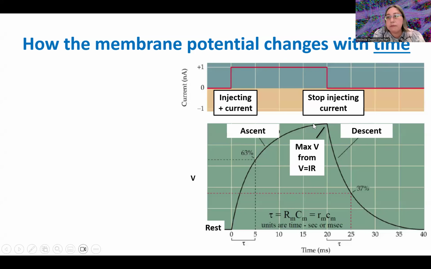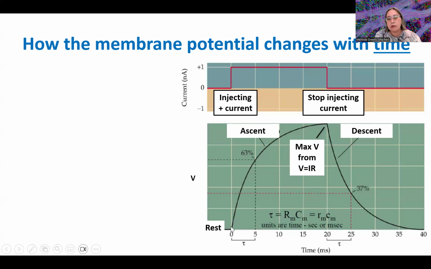But it won't go up forever. It will go up until you reach the maximum voltage given from V equals IR. So even if you inject for minutes and minutes and minutes, which is an eternity for a cell, you will never get above that V from V equals IR. And by the way, that V from V equals IR is not an absolute value. It's not going to be like, oh, rest was negative 65 millivolts and this V is going to be negative 30 millivolts. No, that V is always the change from rest, the distance from rest, not the raw value of the membrane potential.